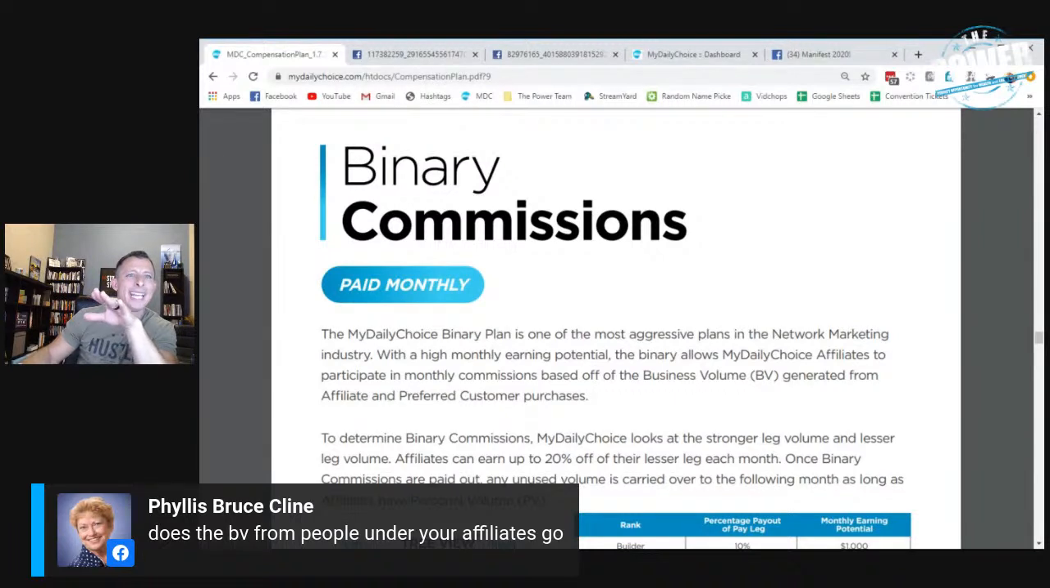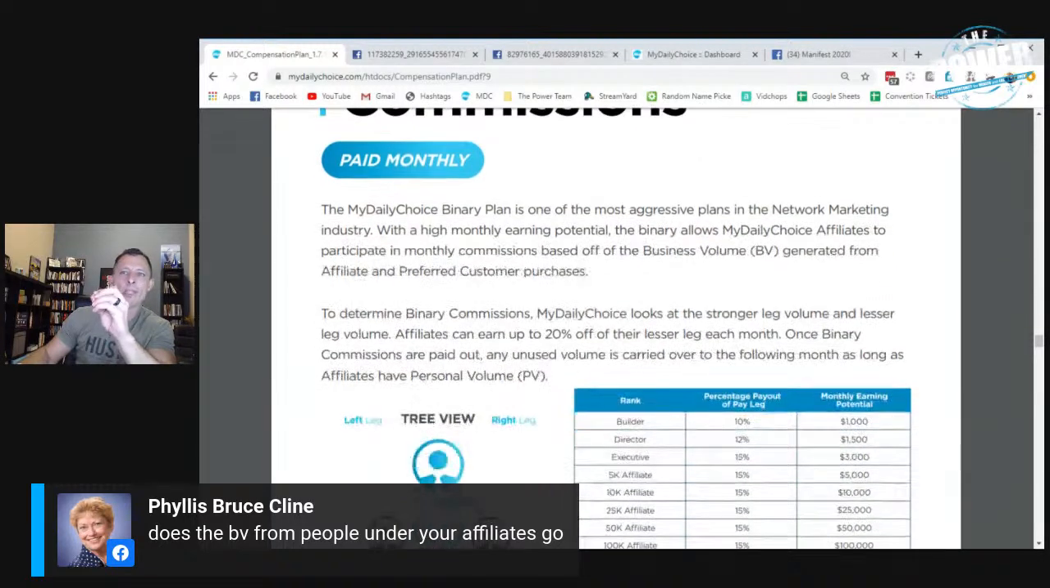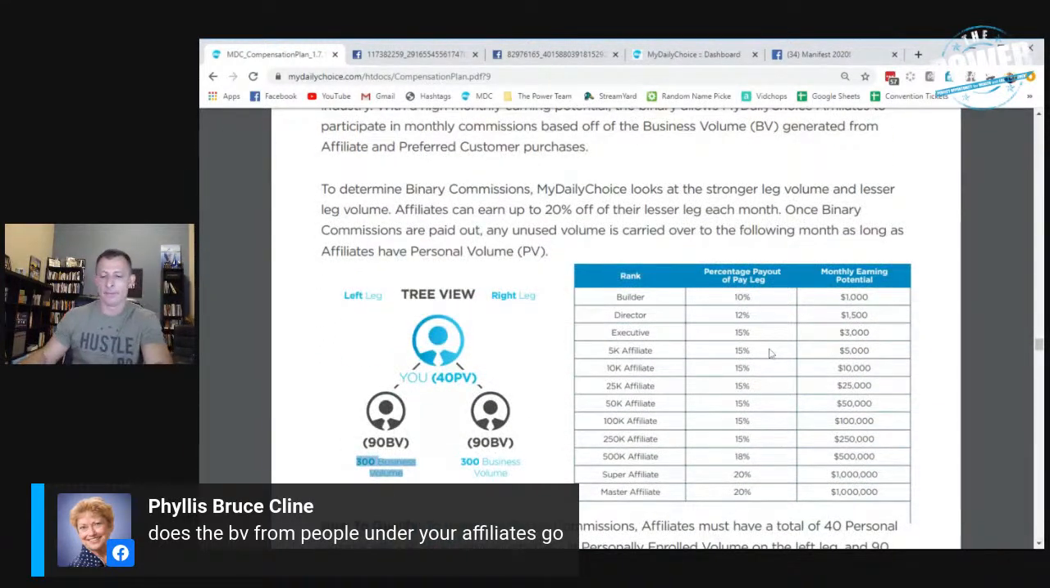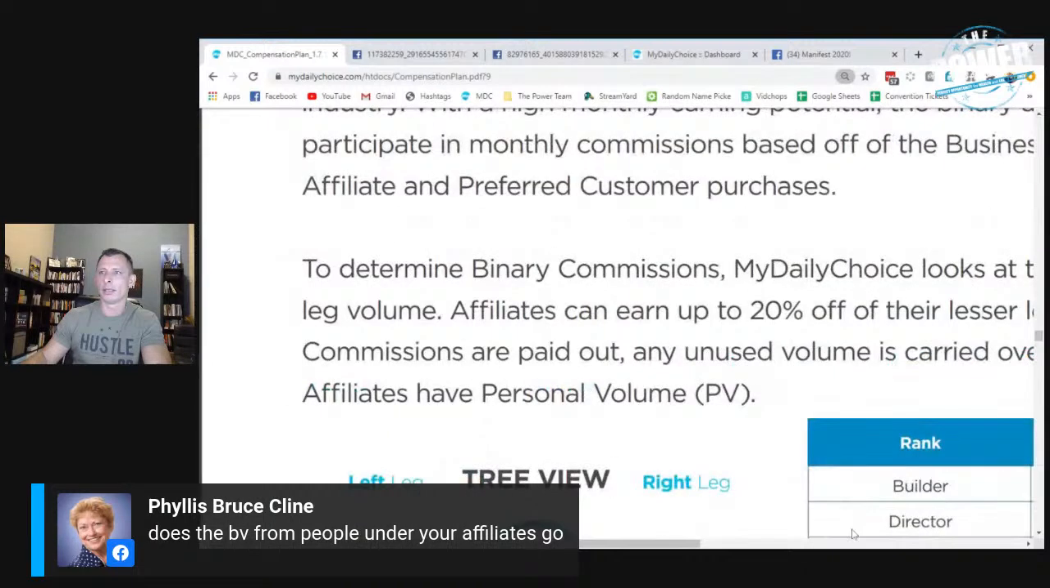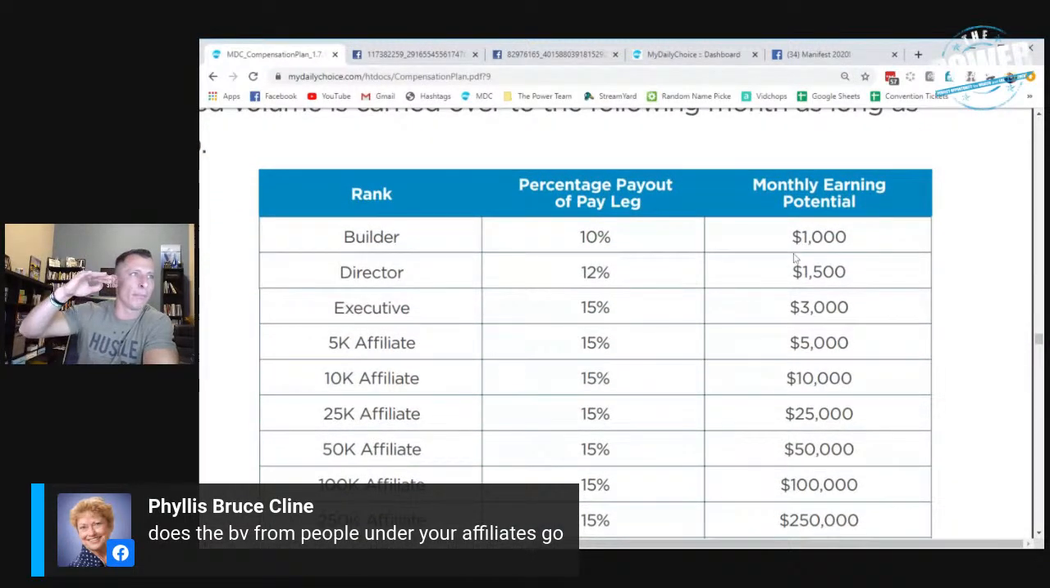You're paid to infinity. The only limit on how much you're paid in the binary we talked about earlier is right here, what we call binary caps. The most you could make from the binary each month is right here. These are pretty big numbers. Let's be real, these are big numbers. And this is just from the binary. This doesn't include all the other parts of the comp plan.